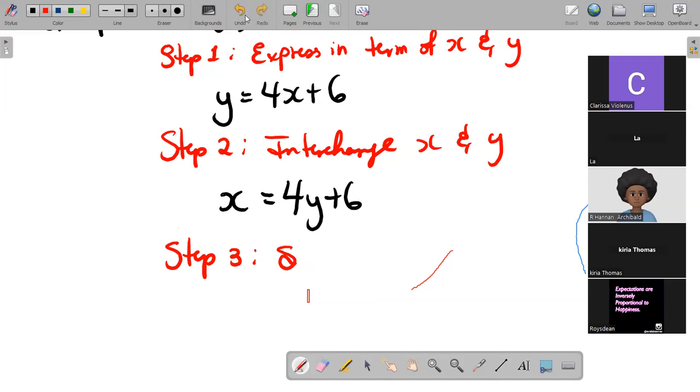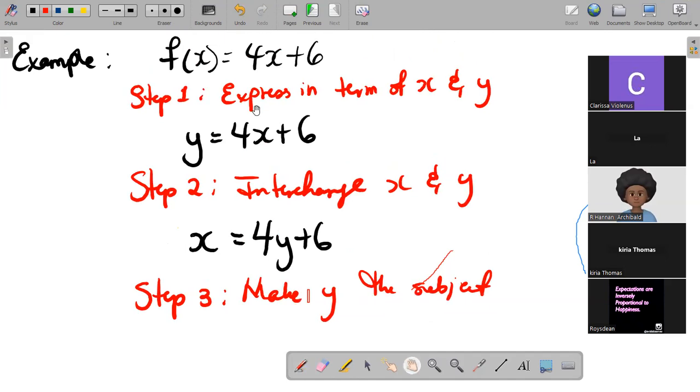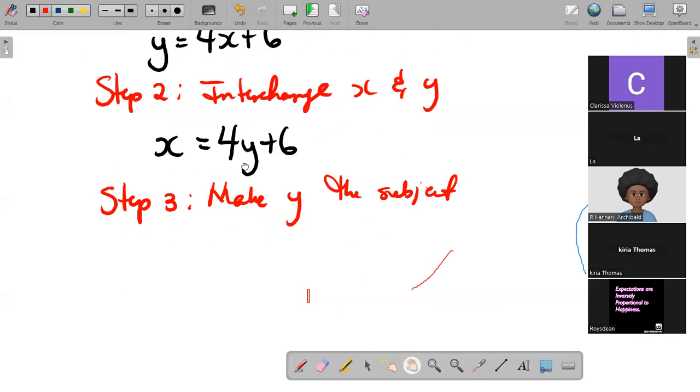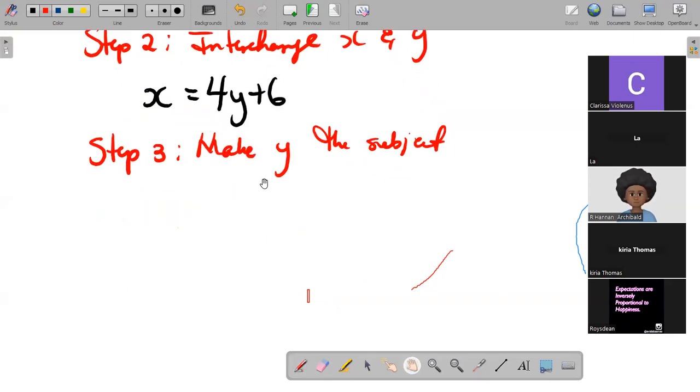Solve, or make y the subject. You need to memorize these steps. Make y the subject. So let's go through these three steps again. What was the first step? Express in terms of x and y. That means you replace the f of x with y to have an equation that looks like this. Step 2, interchange x and y. That means switch them. Everywhere you see y, you put an x, and everywhere you see x, you put a y. Step 3, make y the subject.